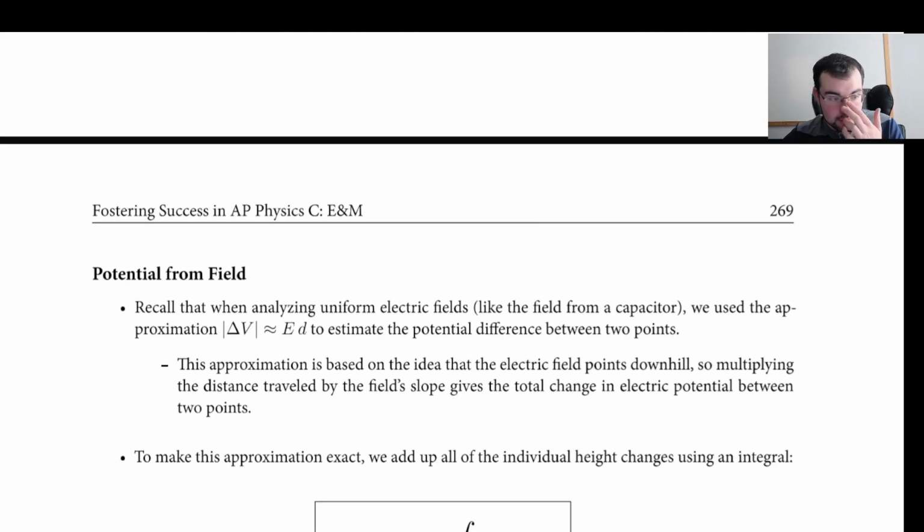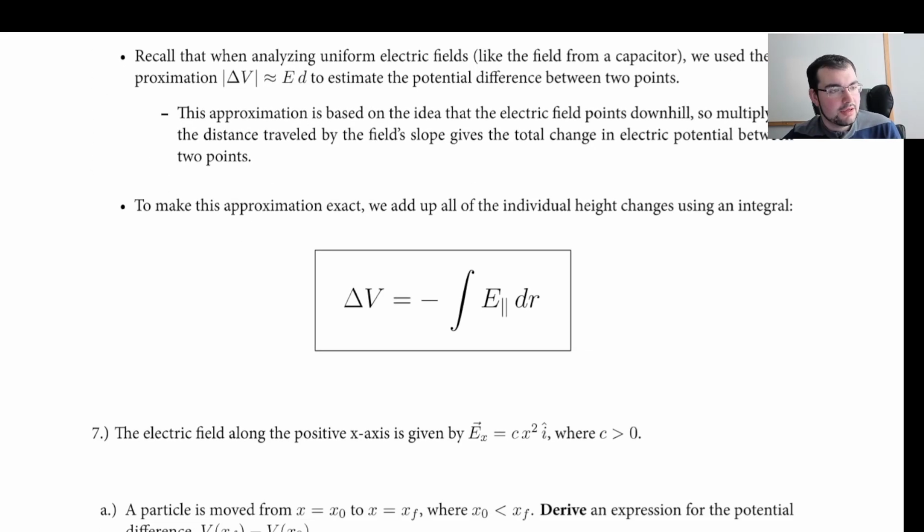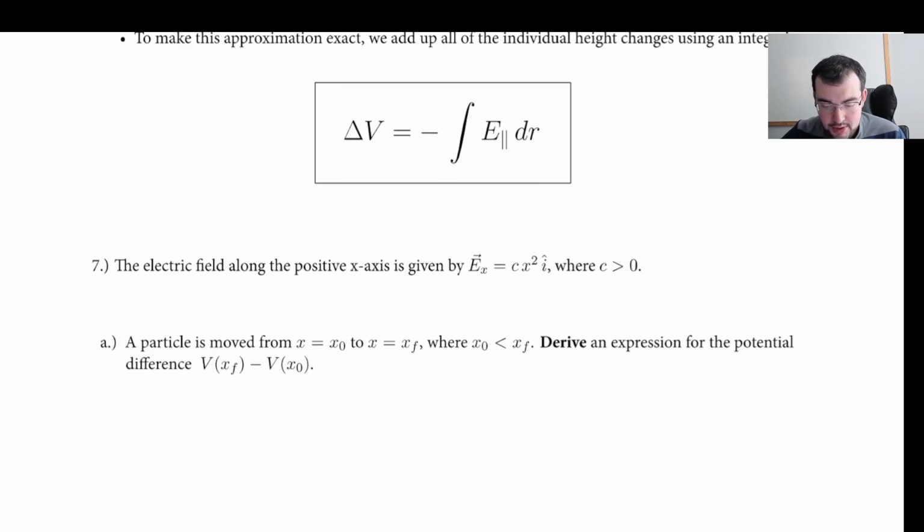All right, and now just a couple wrap up questions going the other way, where we can integrate our parallel component of the E field to get the total downhill change. Because if E is the downhill slope, if you add up all the downhill slopes, you must have figured out how much downhill you traveled. Because the integral is adding up things, so we're just adding up all these downhill slopes. So that's all this is saying. It's just a reverse. So if we're given our slopes here, we want to find the potential difference as we move a particle from x0 to xf through this field that's given as follows.